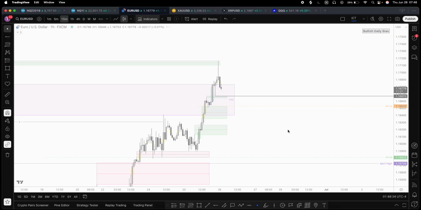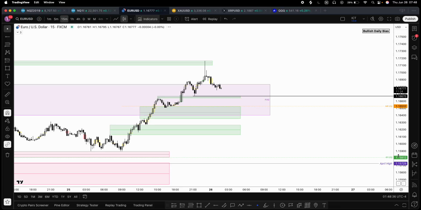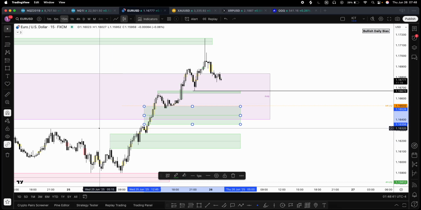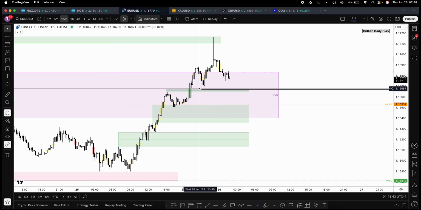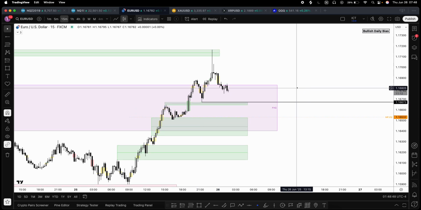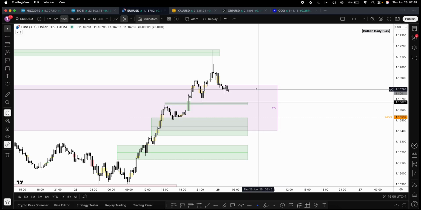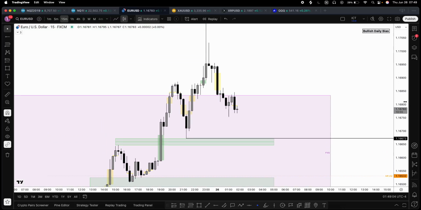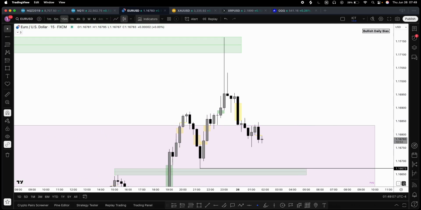I'm gonna go to the 15-minute. So basically our analysis is just about finding these reference points and finding what price can react to, finding where price could go, where price is gravitating towards, where it could go there from, when it could go there, why it would go there, and all of that.